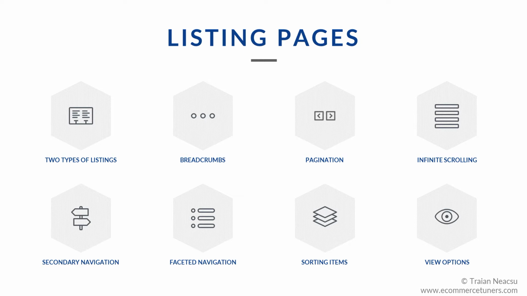Listing pages display content in a grid or a list. When these pages list products, they are referred to as product listing pages or PLPs. When the pages list categories, subcategories, guides, cities, services, and so on, they are referred to as category landing pages or simply category pages.